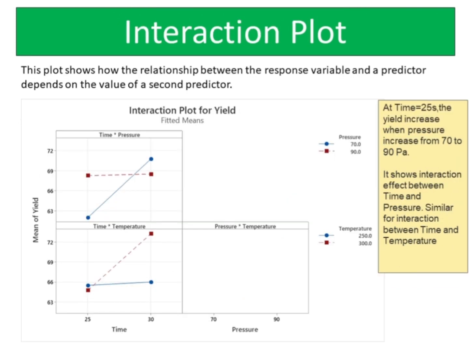This plot shows how the relationship between the response variable and a predictor depends on the value of a second predictor. At time equals 25 seconds, the yield increases when pressure increases from 70 to 90 pascals. It shows the interaction effect between time and pressure. Similar for the interaction between time and temperature.